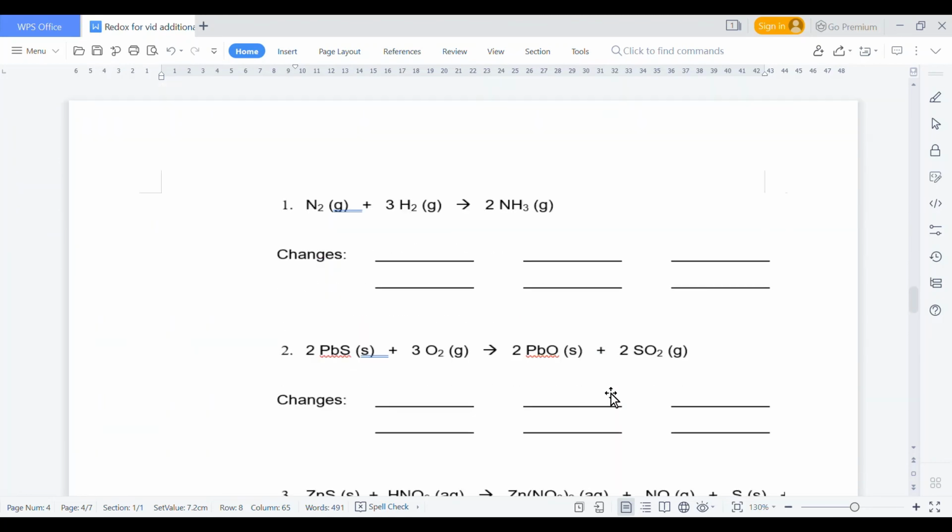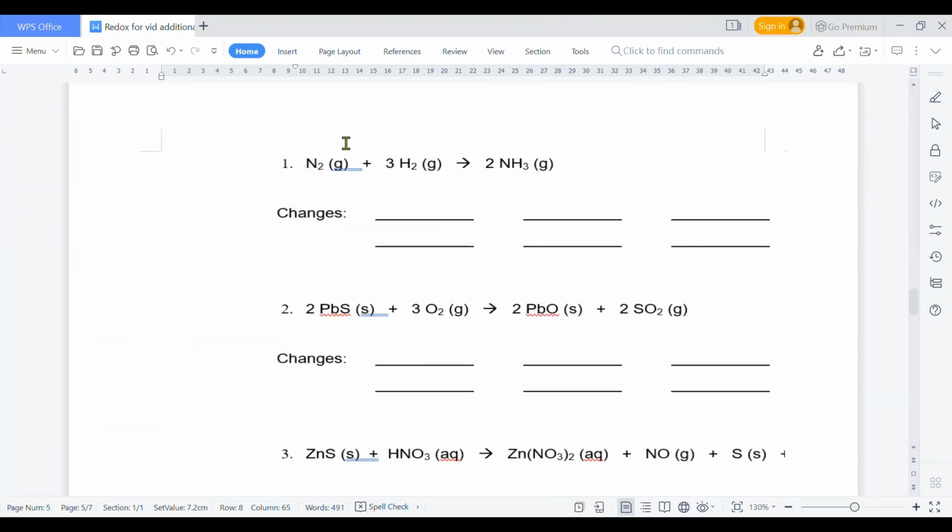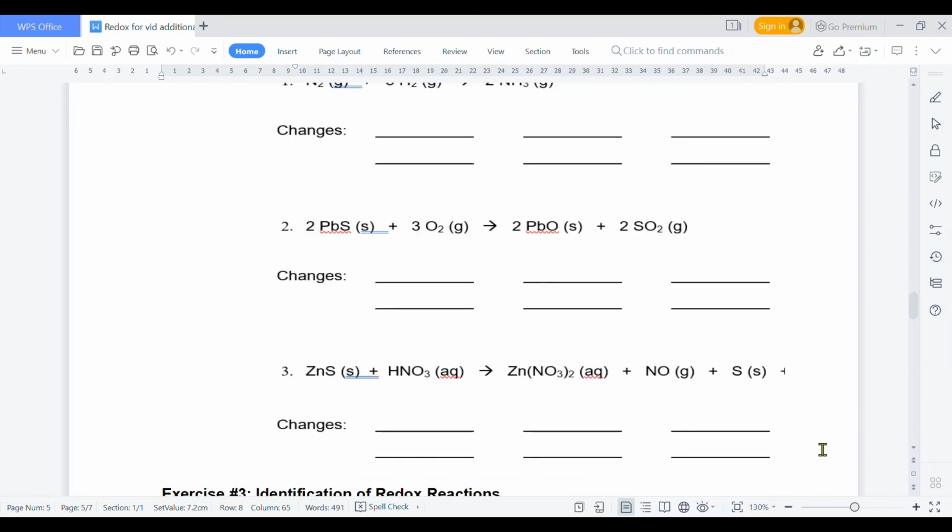So the same thing here. You have to assign the oxidation number and then identify if there is a change in the oxidation states, and then identify what is the change, okay, from blank to blank. This is electrons gained or electrons lost, and reduction or oxidation. The same with number 2, the same with number 3.